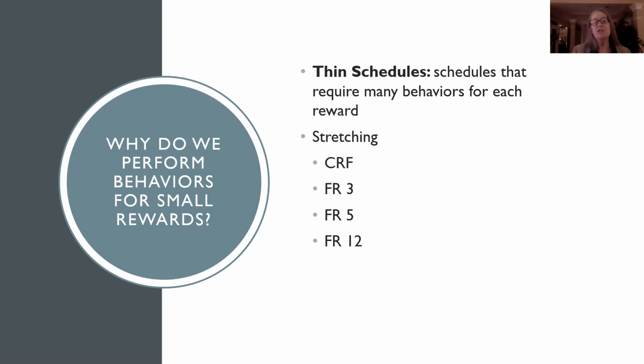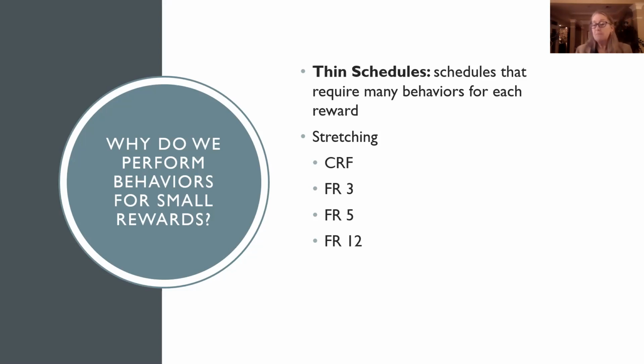And one of the explanations that we have, or one way that you can get a thin schedule, is to use stretching the ratio, or this stretching schedule. And what you do with the stretching schedule, it's exactly what you use shaping. It's great for shaping, is that you keep asking the organism to do more and more for the same reward. It's similar to what I was talking about with the progressive ratio schedule.